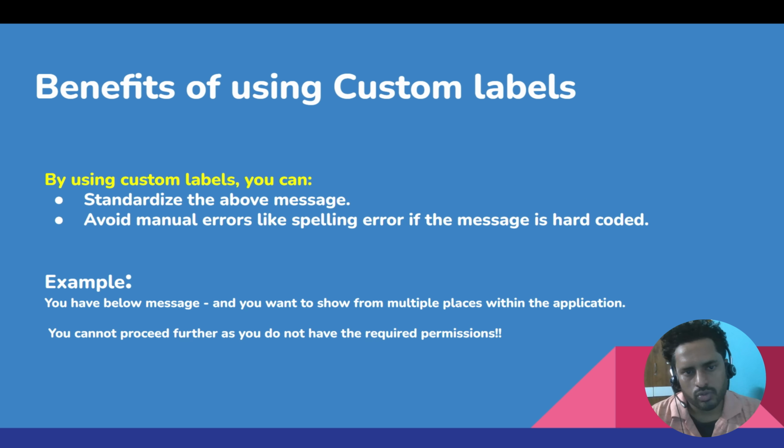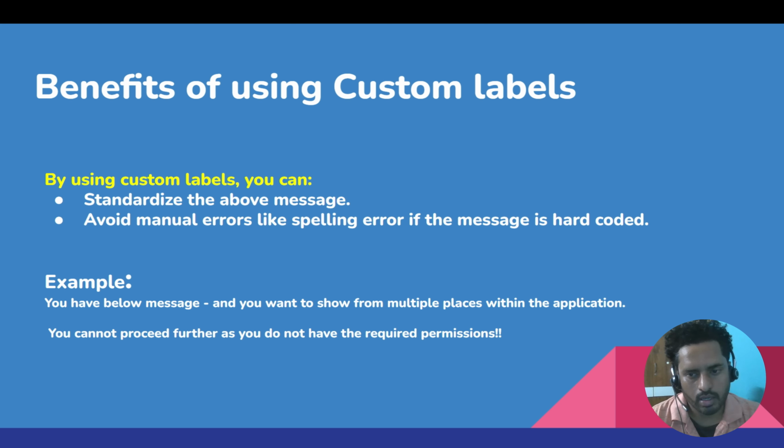So what are the benefits of using custom labels? One of the most important benefits of custom labels is to standardize the messages. Let's say you have a message and you want to standardize that message throughout the application. We have one example here: "You cannot proceed further as you do not have the required permissions." This message needs to be shown to the user when he or she clicks a particular button on an account page. Now the same message has to be shown when the user clicks on some other button in the opportunity page. Using a custom label makes it standardized, so the same message will be shown to the user.